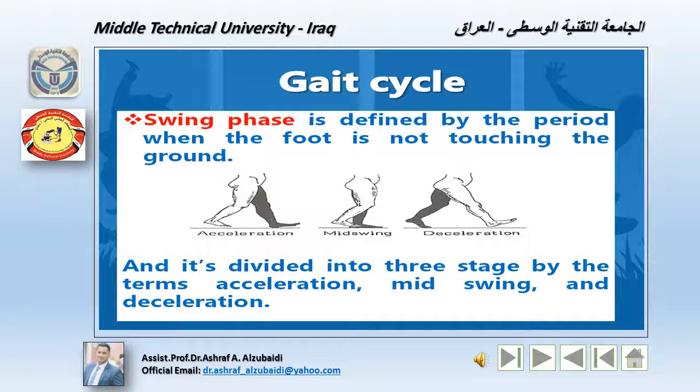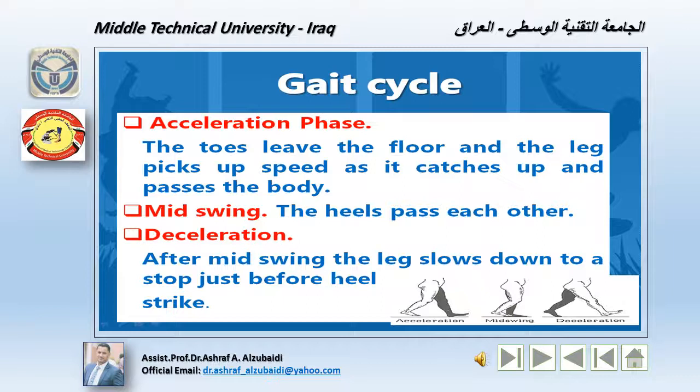When the foot leaves the stance phase, it goes to the swing phase, which we define as the period when the foot is not touching the ground, and it is divided into 3 stages in turn: acceleration, mid swing, and deceleration. After we know how to define the swing phase, we will now define its stages.